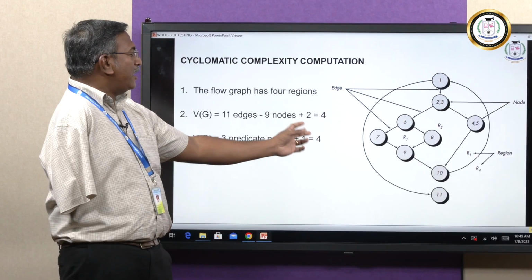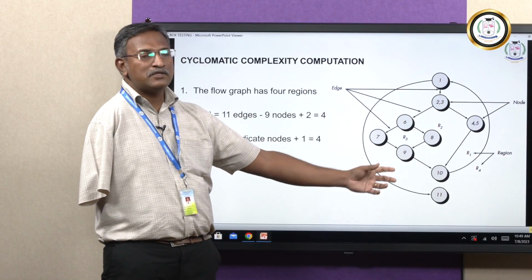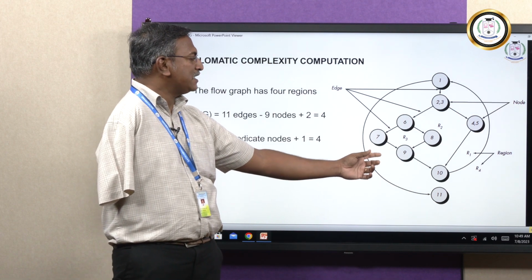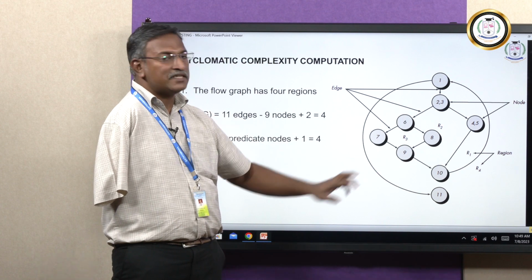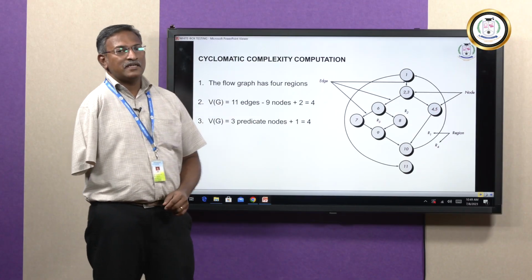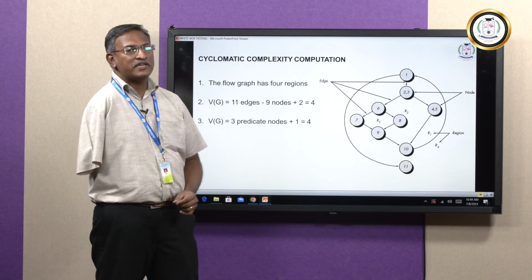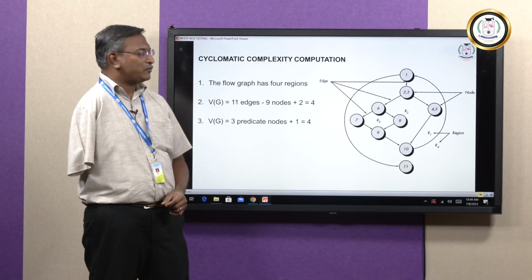As per the rule, we have to include a region that is outside the flow graph. So for that reason, we include the region outside the flow graph as R4. So there are 4 regions. What do these 4 regions mean? They represent the number of independent paths in the program.